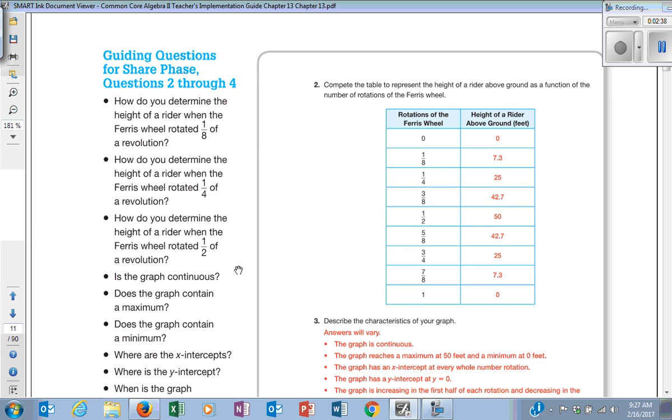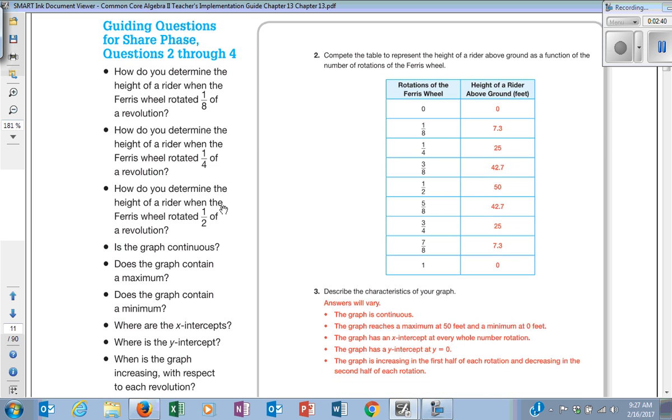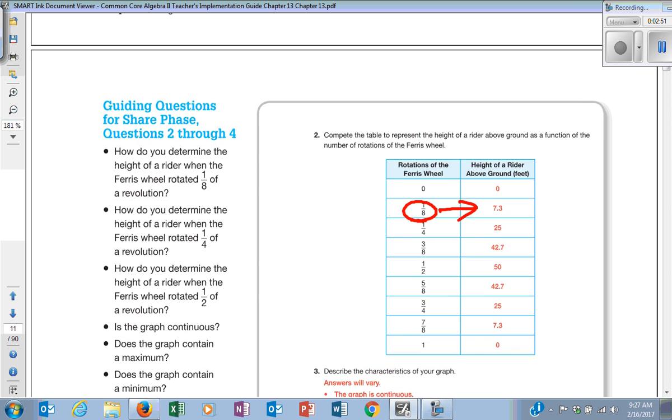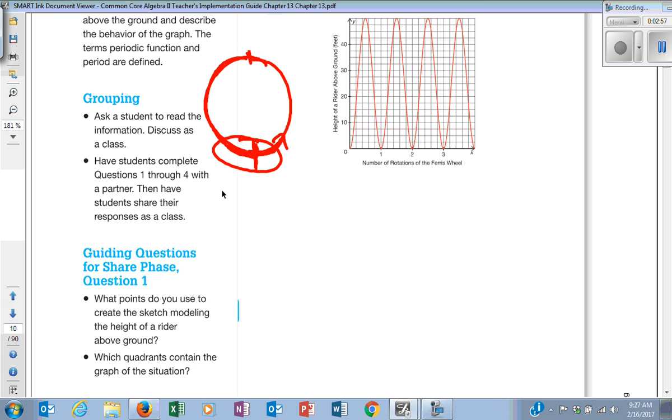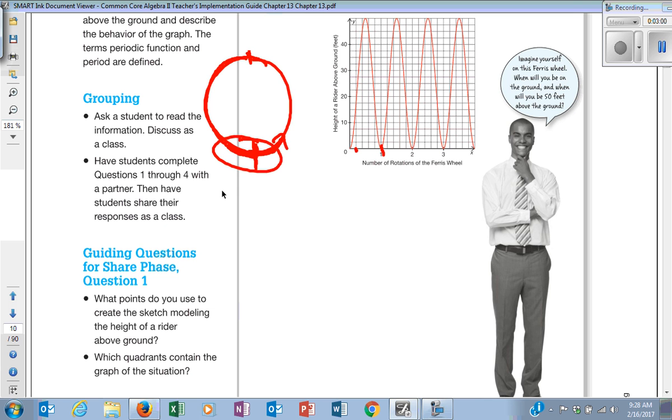All right, if you look right here, if one rotation for a Ferris wheel, this is how many rotations. So you're 1/8 of the way up. You are 7.3 feet from the ground. So if we go up here, we look at this. If this is one full rotation, this is 1, 2, 3, 4, 5. So that's a fifth of the rotation. So if you're at an 1/8, it's somewhere right in here. And if you're somewhere right in here, you can see that that's 10. So 1, 2, 3, 4 is 10. So again, you're just estimating where this rotation would be.